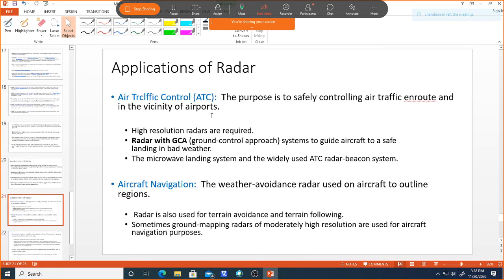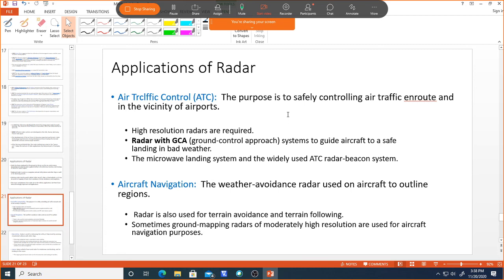Now, what are the other applications? Like air traffic control. Its purpose is safely controlling the air traffic, and also routing the aircraft to the proper landing. Here the requirement is that high resolution radars are required, because the air traffic needs to be safely controlled. Otherwise, if the proper signal is not given, collisions will happen between aircraft in the air. That's why high resolution radars are required, so that the number of aircraft traveling can be properly controlled.